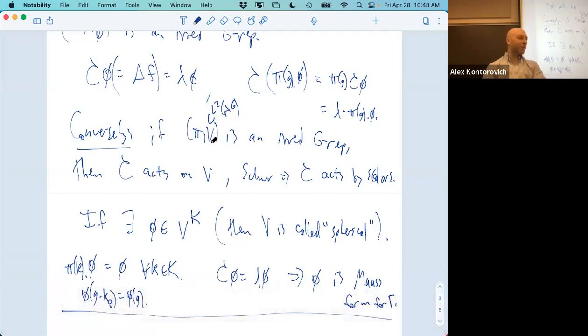So if you have an irreducible representation, the fact that you have an invariant differential operator that commutes with the regular representation means that it acts by scalars. And if you have a spherical vector, you might not; there are non-spherical representations. But if you have a spherical vector, then this representation must come from Maass forms exactly this way.